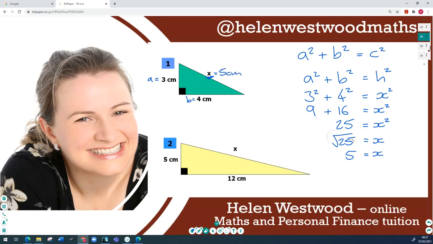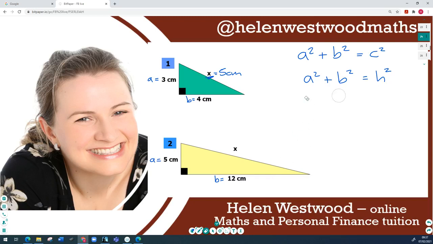Okay, so doing triangle number 2 next. Again, you can see where the x is for the hypotenuse because it's the side opposite the right angle. So a equals 5 and b equals 12. So I'm going to use again the a squared plus b squared equals hypotenuse squared. So we'd substitute in the values that we've got. A is 5 and b is 12. 5 squared is 25. 12 squared is 144. And that is equal to the hypotenuse squared.